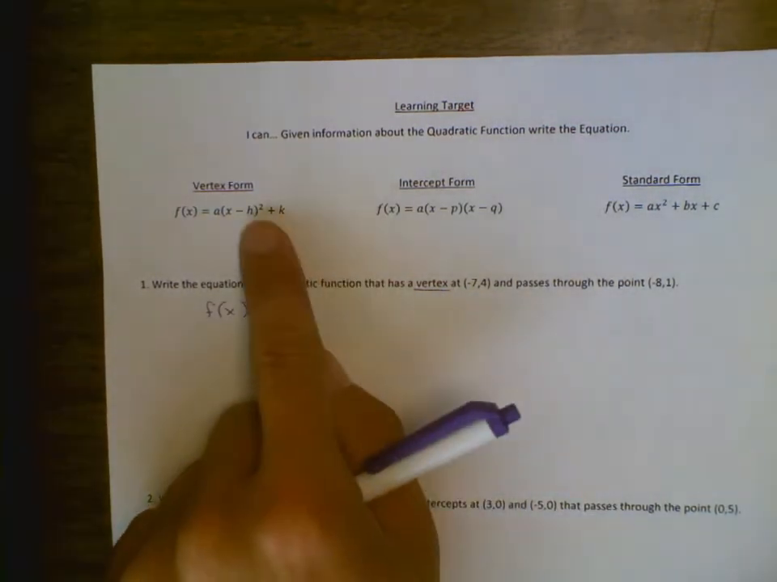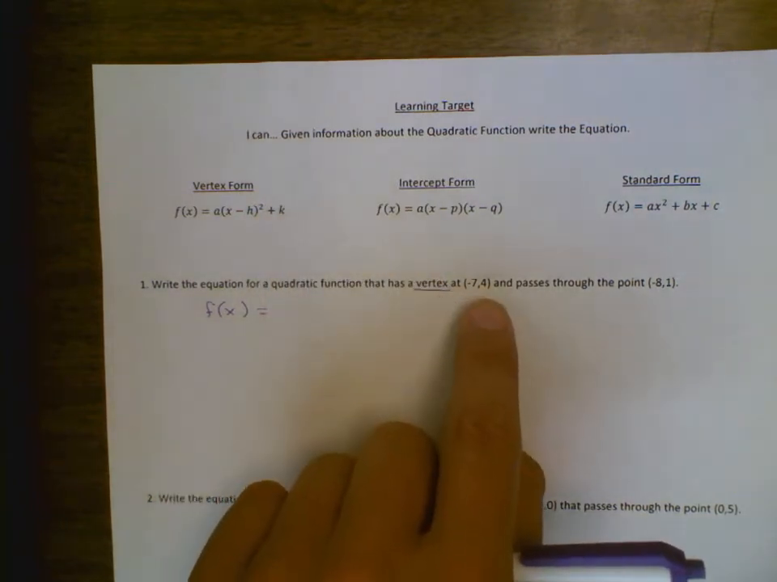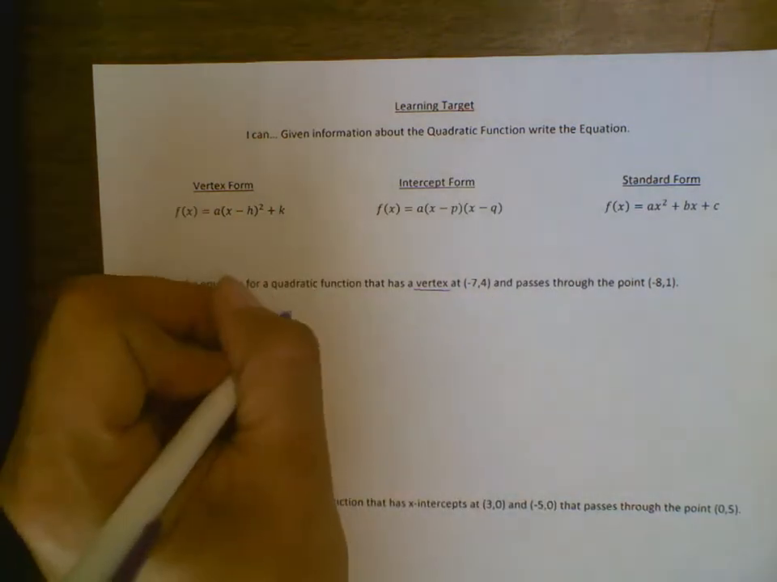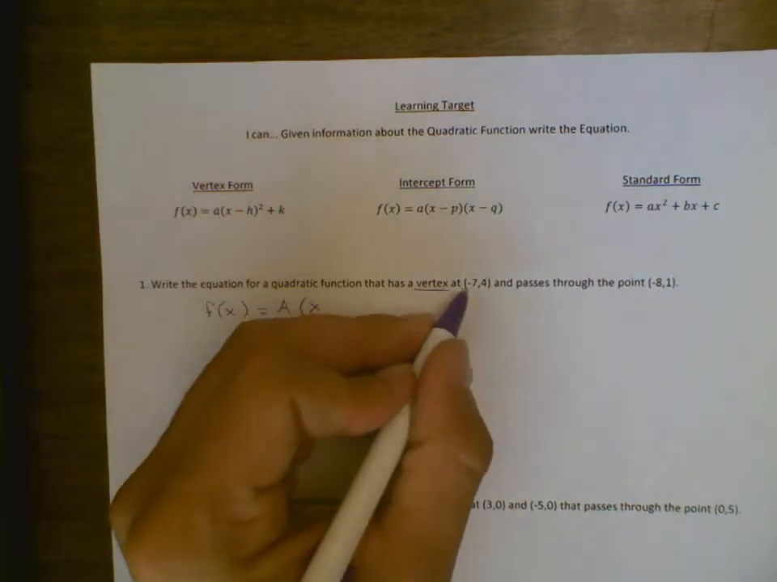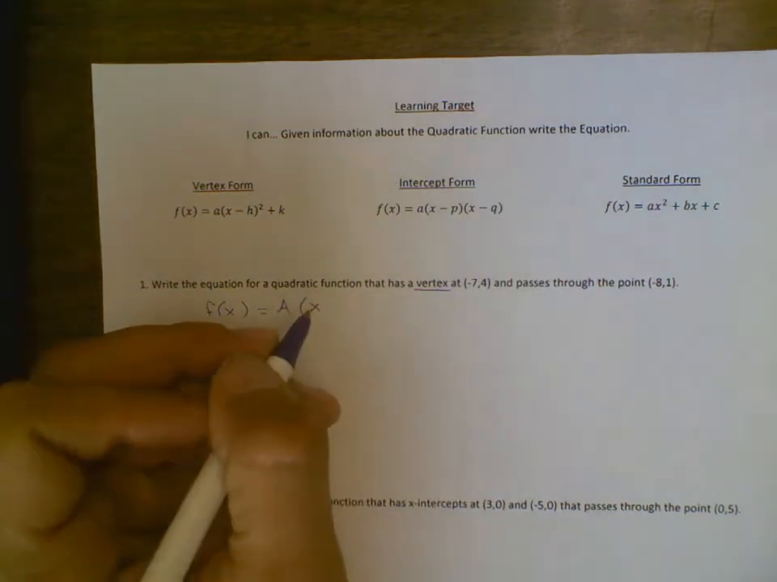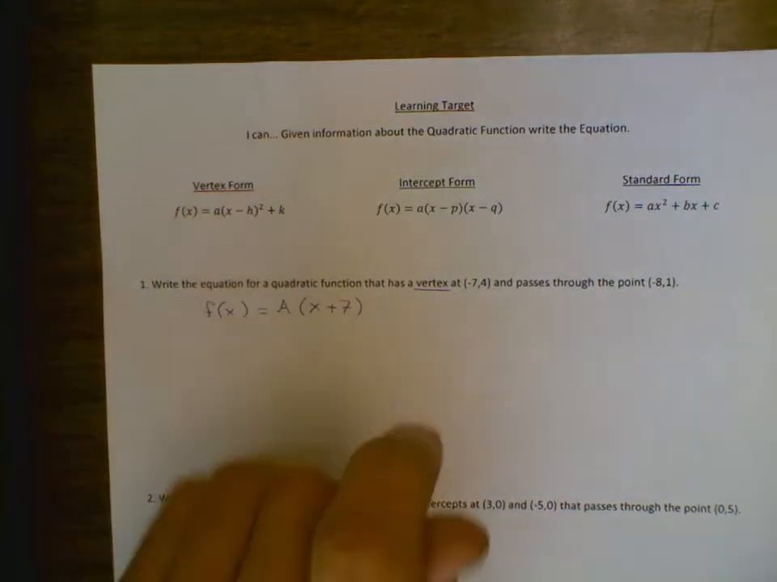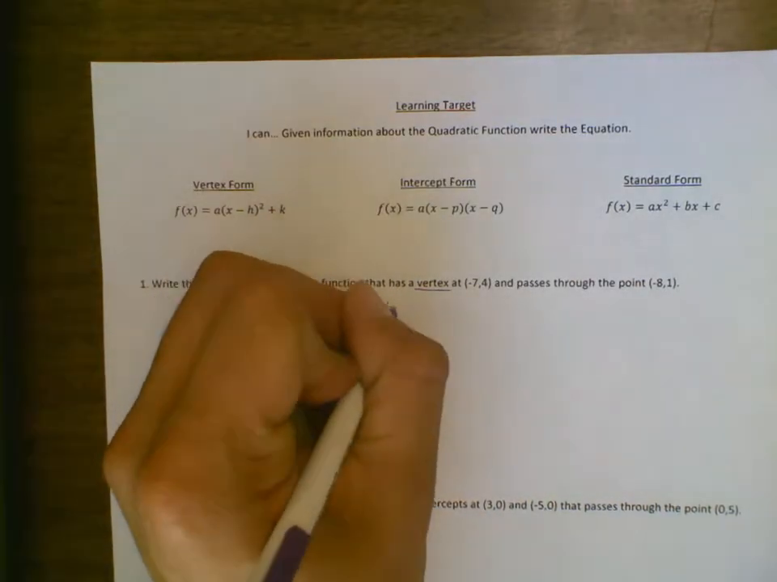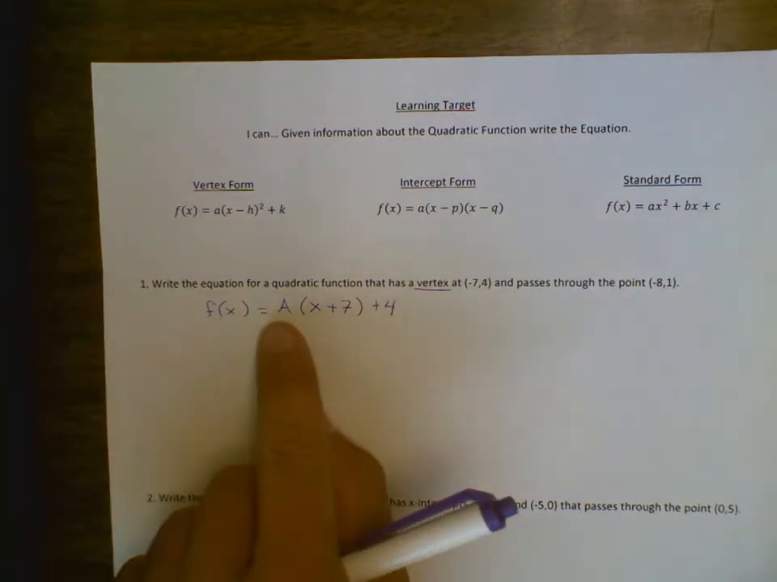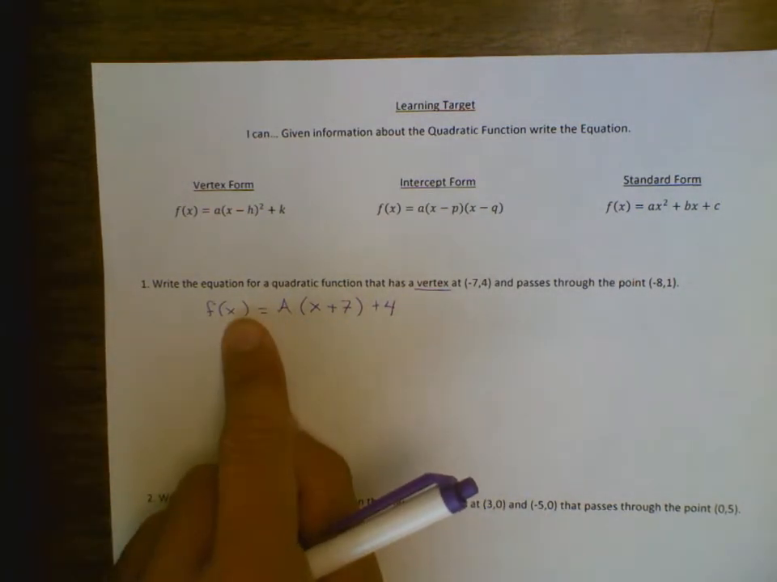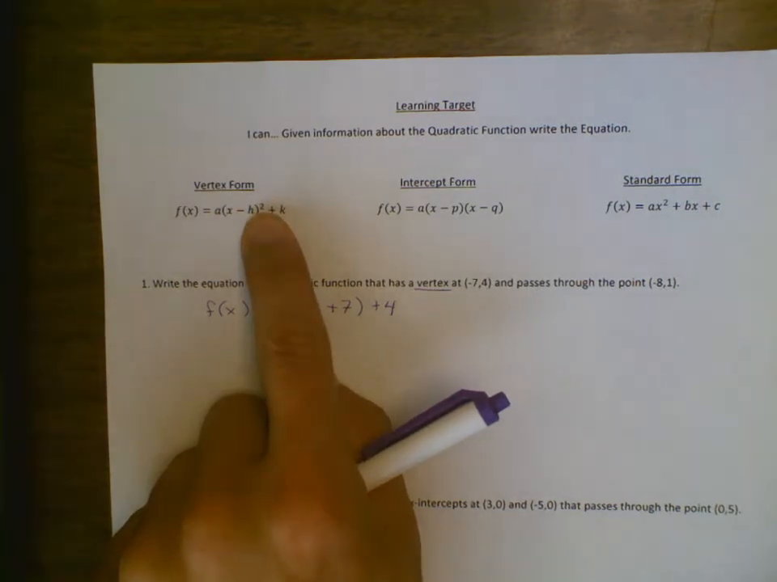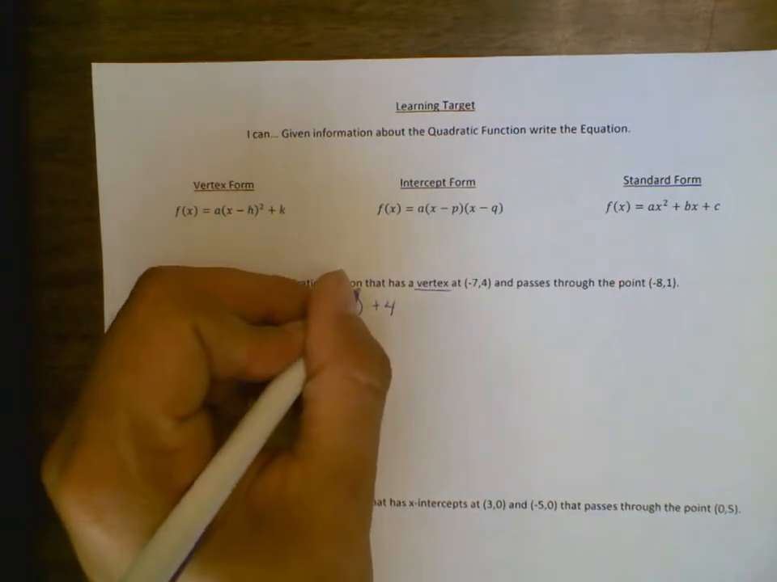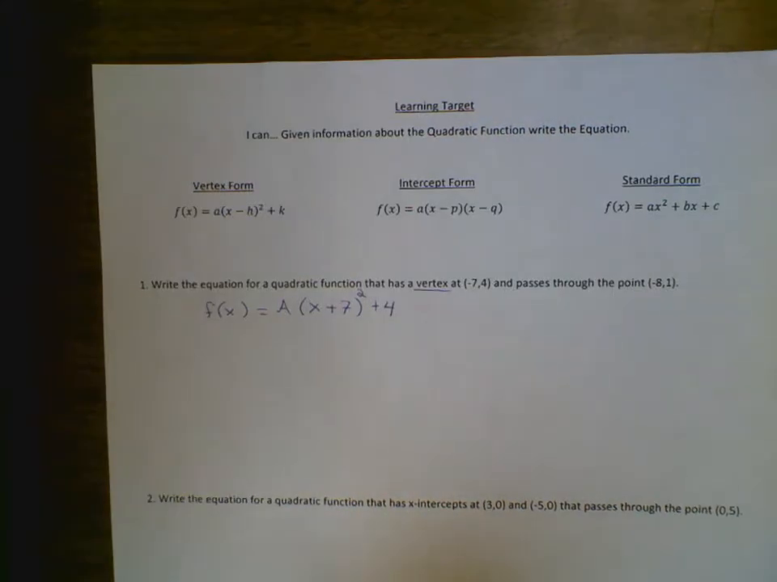Remember, the shifts give us where the vertex is, so I can just work backwards. If I have a vertex at (-7, 4), that really means I've been shifted left 7 and up 4. So +7 takes me left 7, and to go up 4, I need to add 4 to the end. It's important that when you plug into vertex form, you don't forget the square. Quadratics in vertex form have a square on the parentheses, so I need to make sure that it is (x + 7) squared.